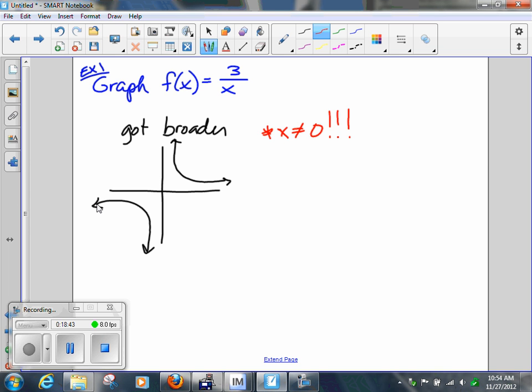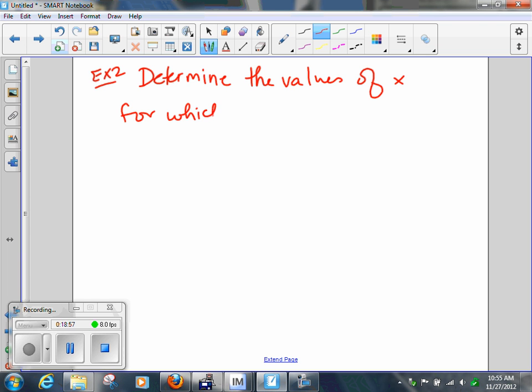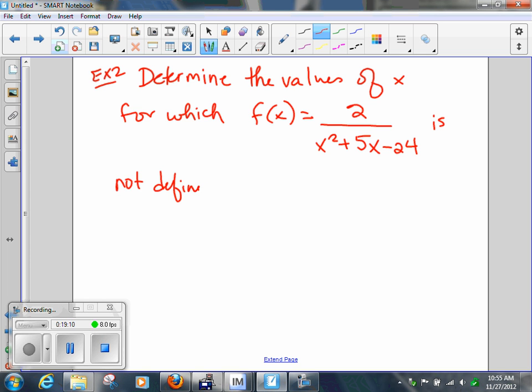Let's look at one. If I were to ask you to determine the values of x for which f of x equals 2 over x squared plus 5x minus 24 is not defined. What are the values of x for which that function is not defined?